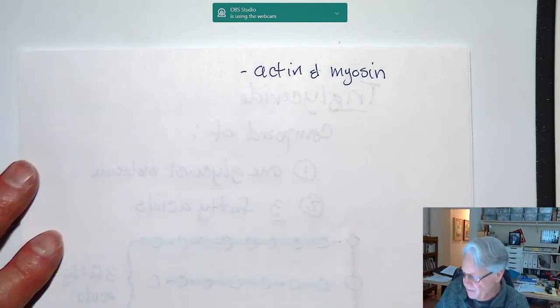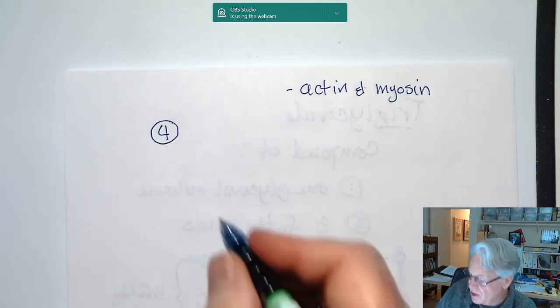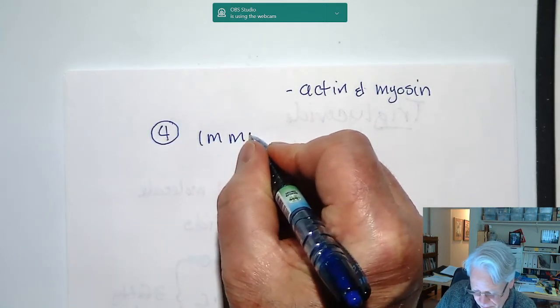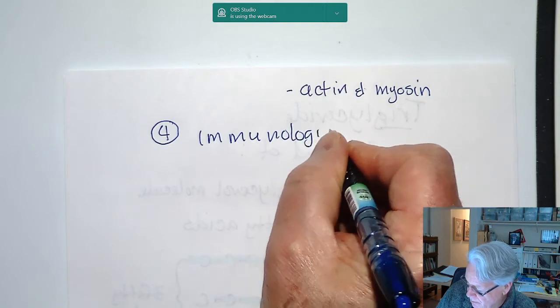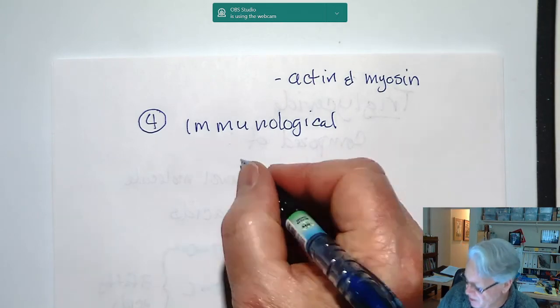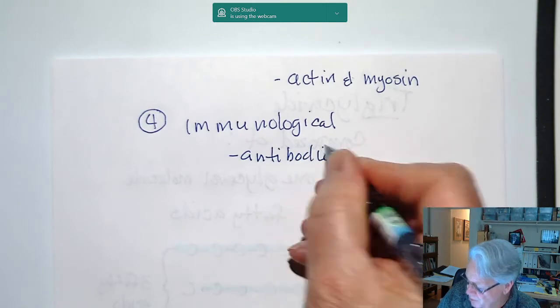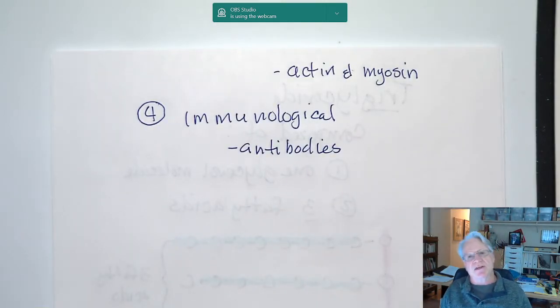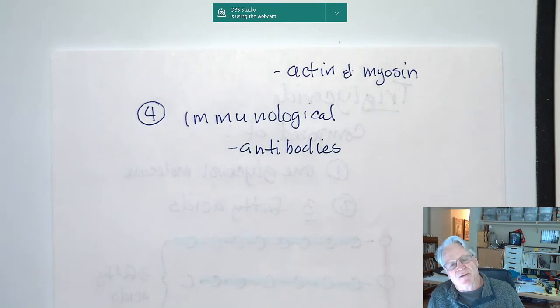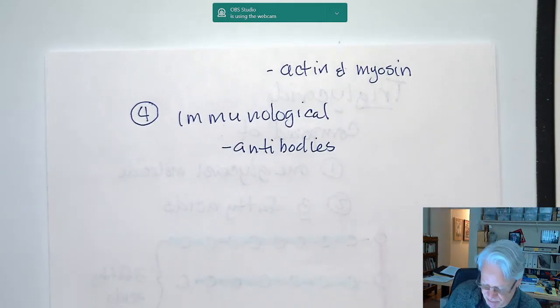Another important function, number 4, is immunological. So proteins play an immunological function in our bodies, and a classic example of that would be antibodies. These are proteins that are produced by your immune system to help you fight off disease, pathogens, and so forth. A very important function, obviously, and this protection is the result of a type of protein that we call an antibody.